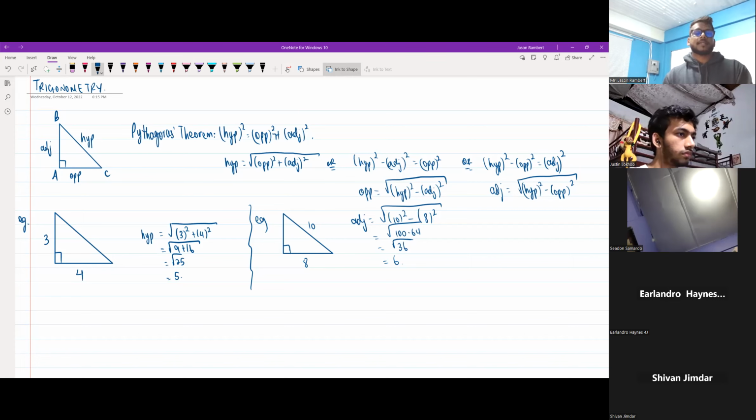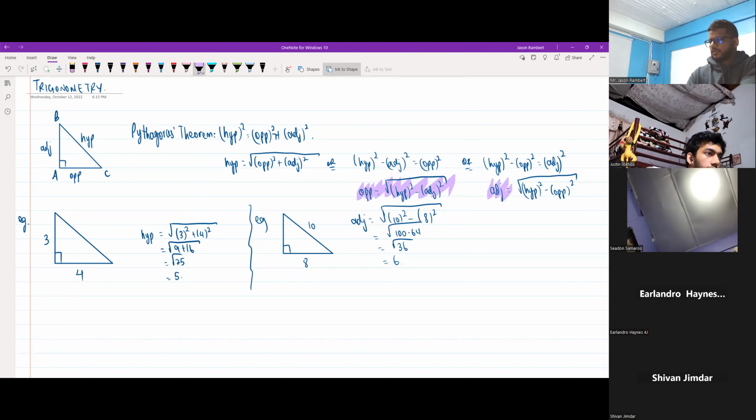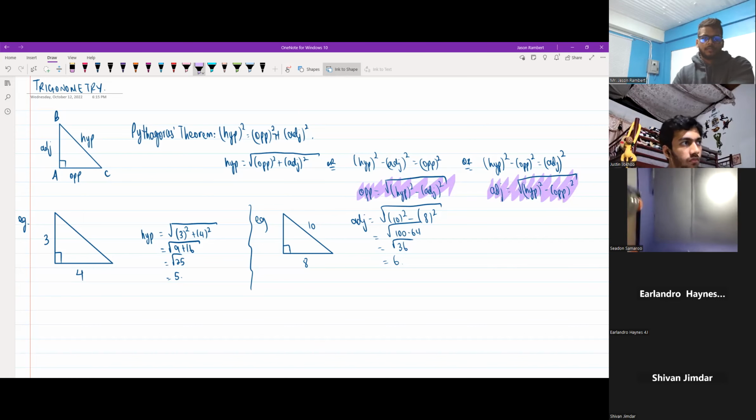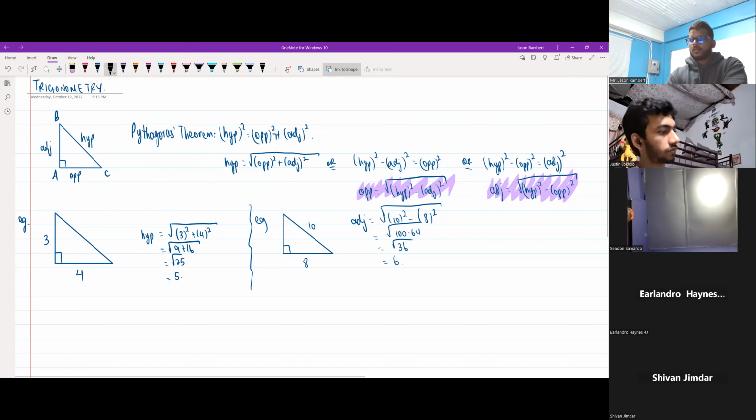So once you have a missing side, just know which formula you're using. These two formulas can be used interchangeably, meaning it doesn't matter which one you pick.